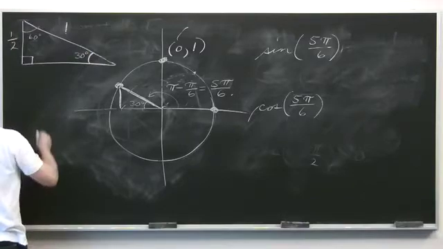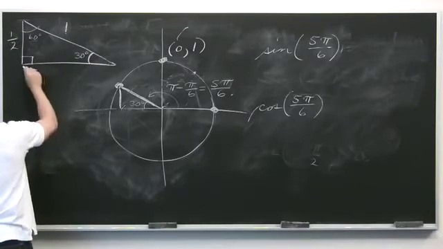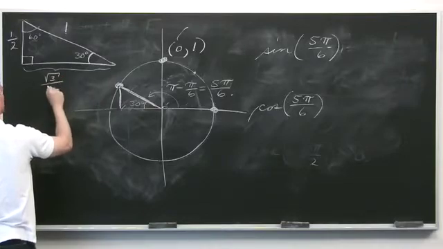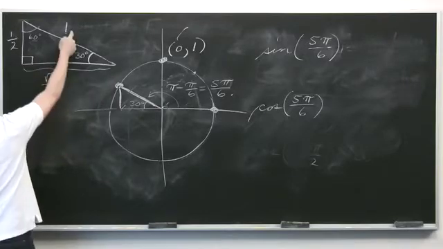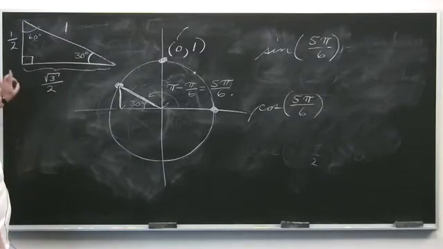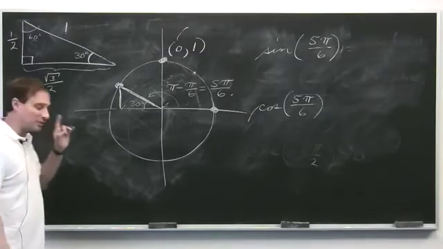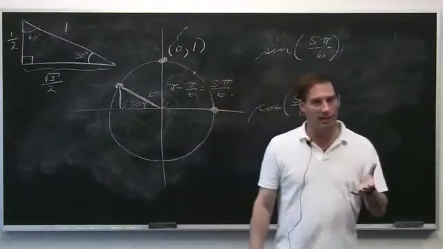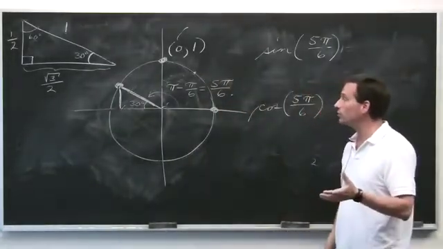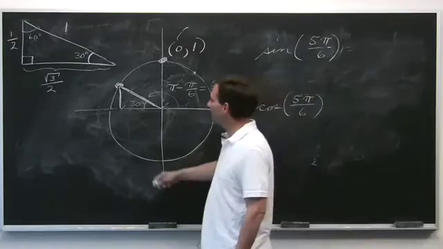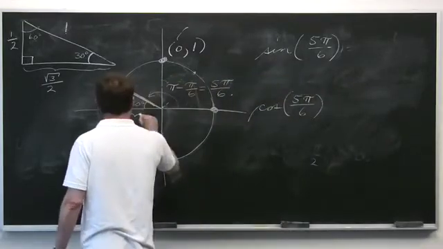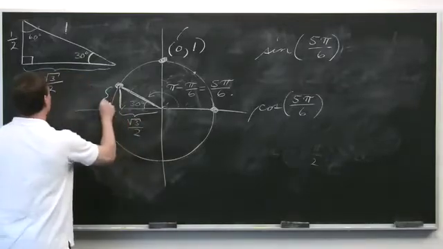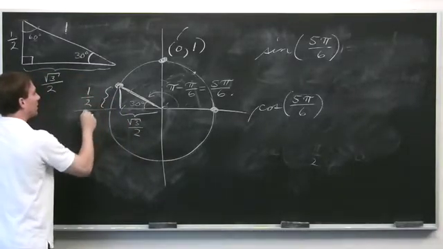Then you could use the Pythagorean theorem to get the other side. This length has to be the square root of 3 over 2, so that this squared plus this squared is 1. Those are the lengths, but sine and cosine on the unit circle are not just lengths. They're the x and y coordinates, and so you have to be careful. Yes, this length right here is the square root of 3 over 2, and this length right here is a half.